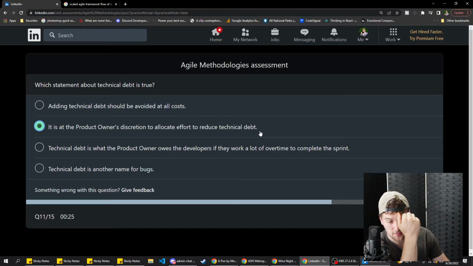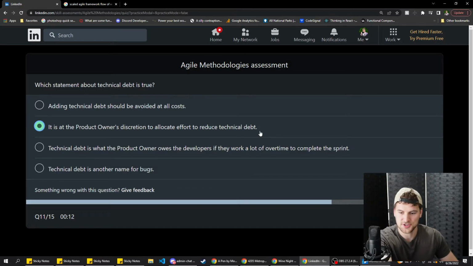Technical debt is another name for bugs. It can be bugs, I guess. I feel like it's B. It's not C, that's for sure. But we're going to go with B, just because that feels like the most correct answer to me.